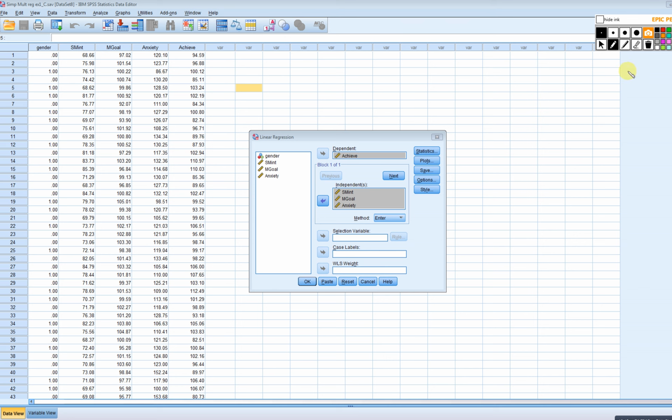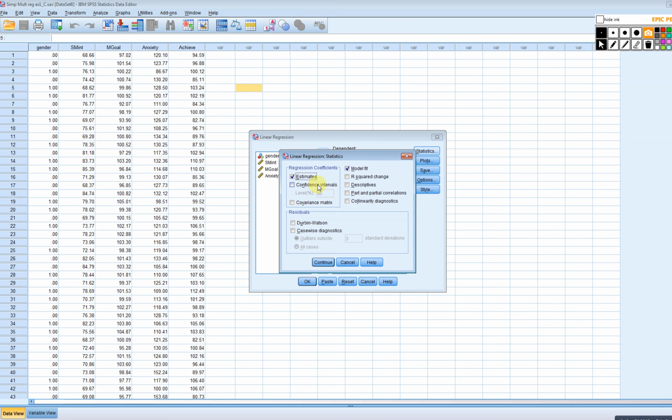So let's look at our model again. Under statistics, we can ask for confidence intervals that can be formed around the partial regression coefficients. I'm not doing any kind of hierarchical model here, so I'm going to leave that alone. We can ask for descriptive statistics. We can ask for part and partial correlations, and even collinearity diagnostics.